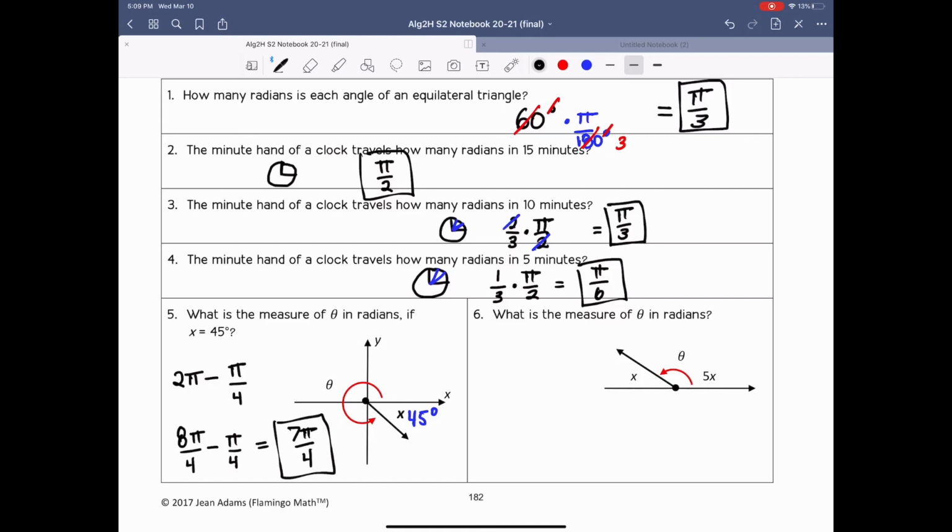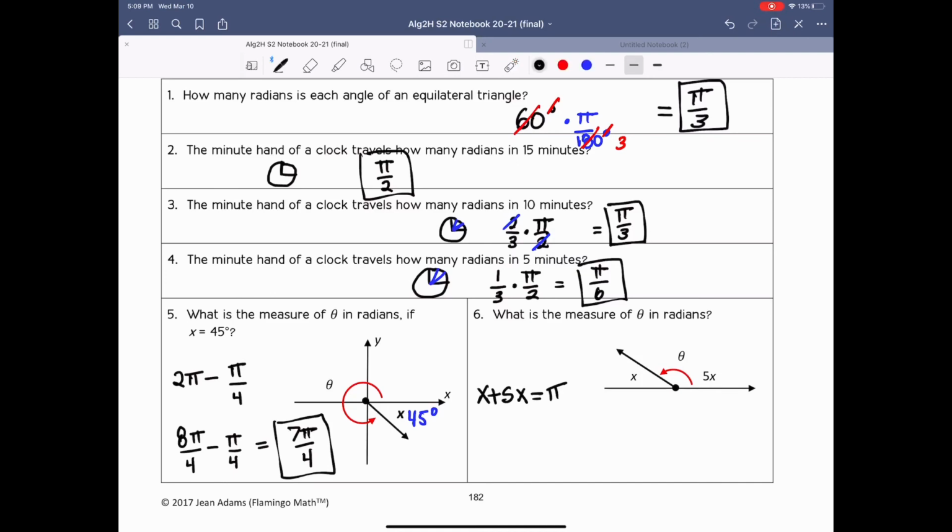Last but not least, example number 6, what is the measure of theta in radians? Well, if I have theta right here, and I have x right here, what this is telling me is this whole thing is going to form pi, right? Because a half circle is pi radians. So x plus 5x, that's going to have to equal pi radians. Oops, x plus 5x, not 5 pi. That's going to have to give me pi radians because both of these put together will form that pi rotation, right? That half circle rotation from the initial side.